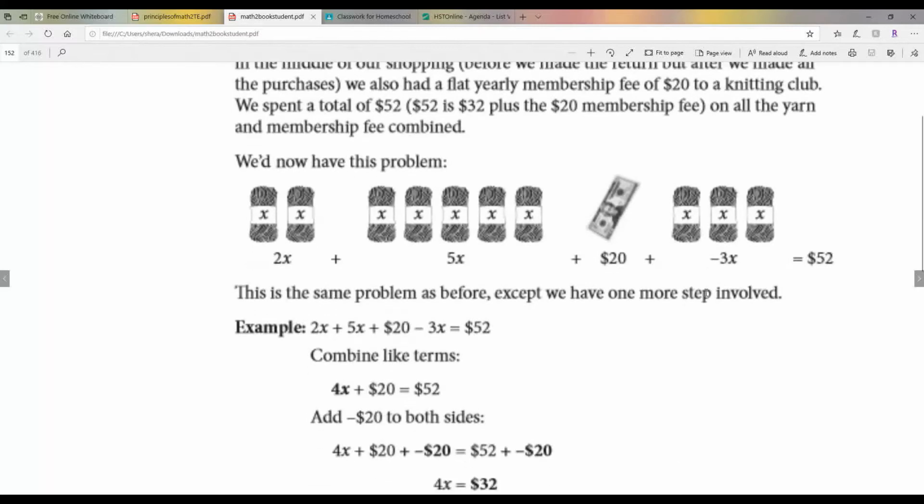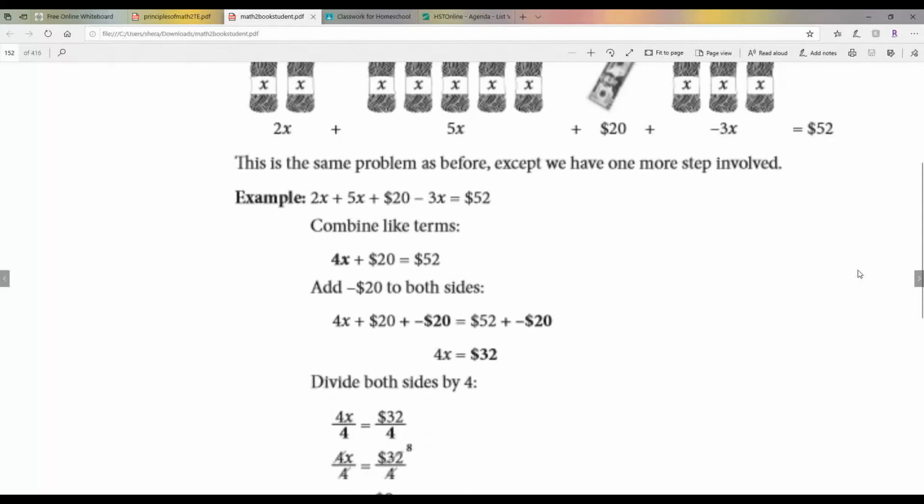So here's our problem now. 2x plus 5x plus 20 plus negative 3x equals $52. Now it's the same problem as before, we just have one more step. So in this first part, on this side of the equal sign, we've got this that does not have a variable. So first step, combine like terms. That would be 2x plus 5x minus 3x, which gives you 4x, plus bring down the $20 equals $52.